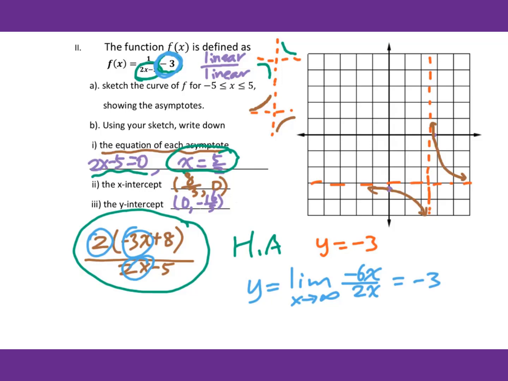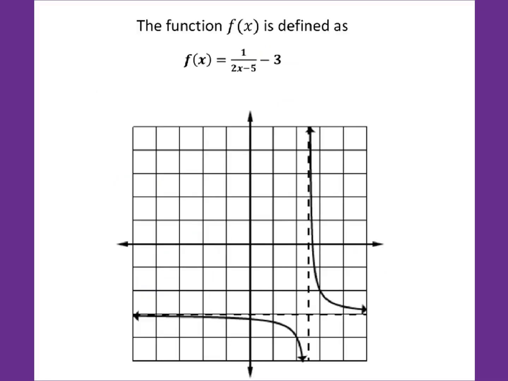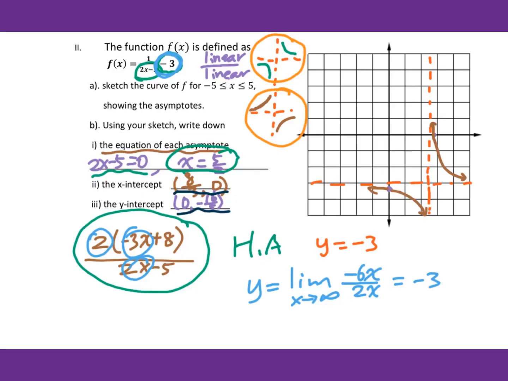In your mind, remember, if linear over linear pattern, it will be either this one or this one. Normally, we use x-intercept and y-intercept to decide which corner for that graph. This is the real graph for this rational function.